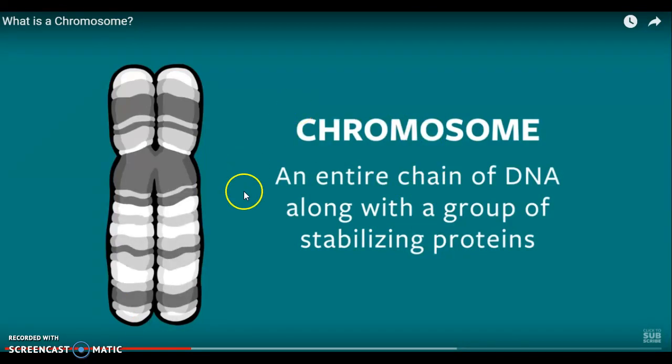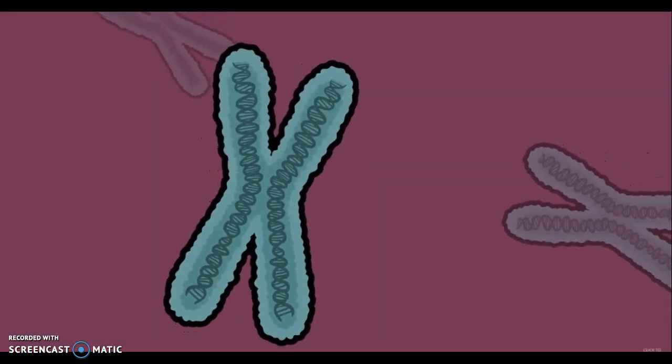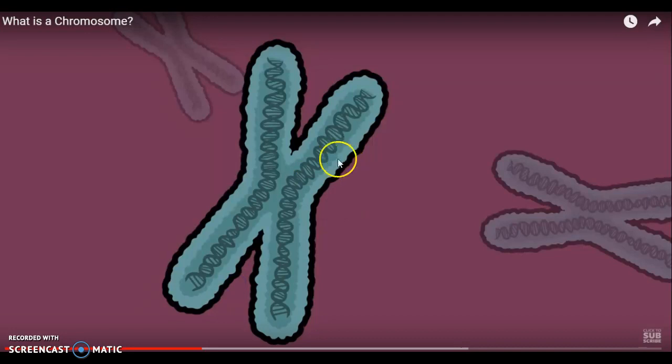Now, just to be clear, it's giving a definition right here, so feel free to read it. It says a chromosome is an entire chain of DNA along with a group of stabilizing proteins. So a chromosome is a long chain of DNA. Let's see how the animation unfolds. So you can see the chromosomes, and this would be one sister chromatid, if you remember the vocab, and another sister chromatid. They're identical clones of each other attached in the center. They'll eventually break apart.